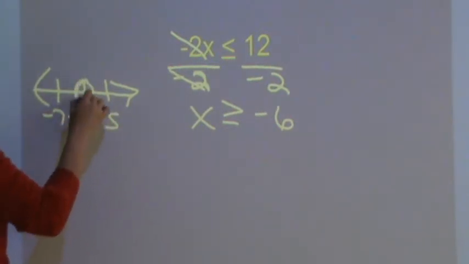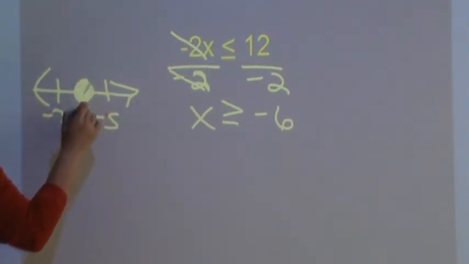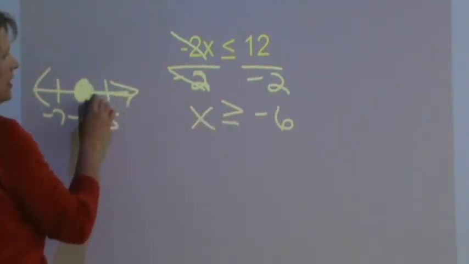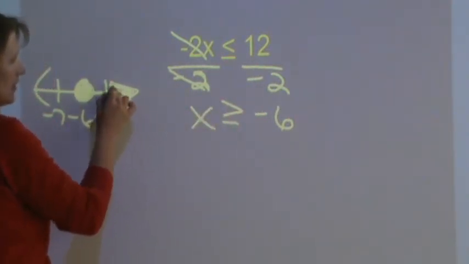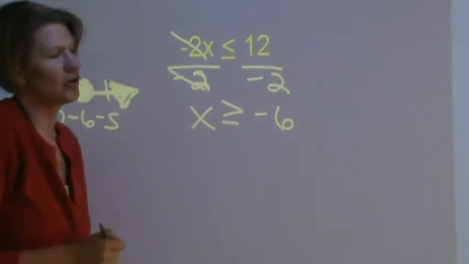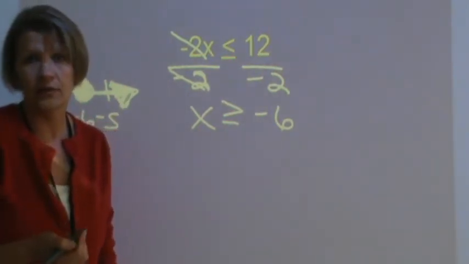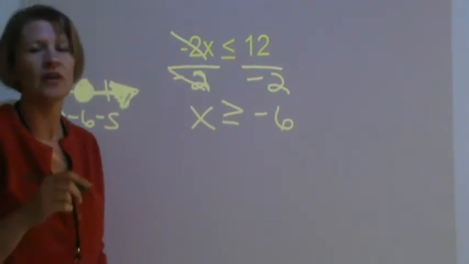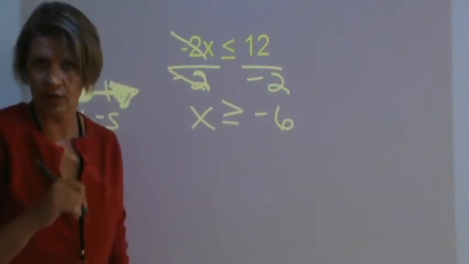Okay, so it's going to be a closed circle. And we want everything greater than negative 6. That's going to be everything this way. Now, if you want me to describe to you why we flip the sign when we divide by a negative, call me over and I'll show you, okay?